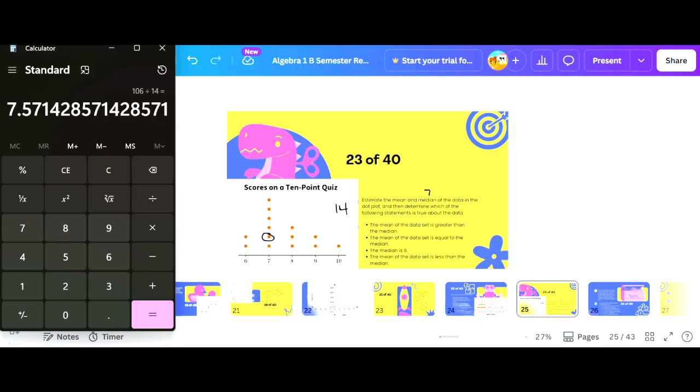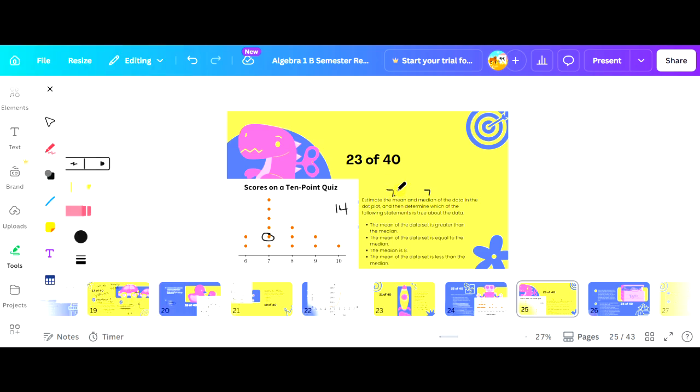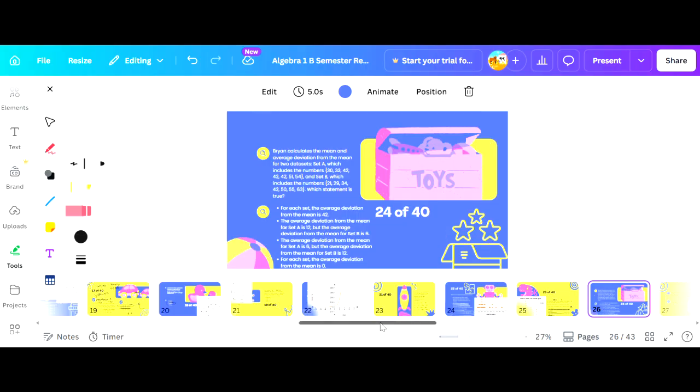Okay, if I turn my brain on and use it a little bit, the correct answer is adding all of these numbers together. So 6 plus 6 plus 7, 7, 7, 7, okay? And then dividing by 14, the mean is 7.57 some. So looking at this, the mean of the data set is greater than the median. That is correct. The mean of the data set is equal. That is not correct. The median is 8. That is not correct. The mean of the data set is less than the median. That is not correct. I can do this. I'm getting so tired. I really hate algebra.